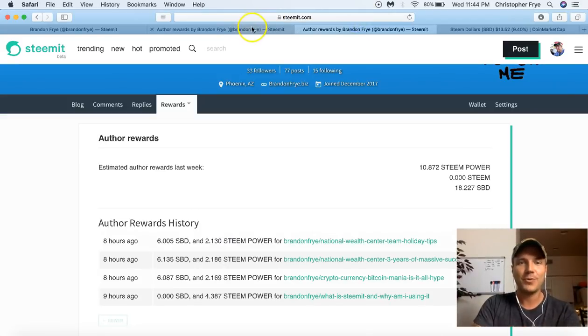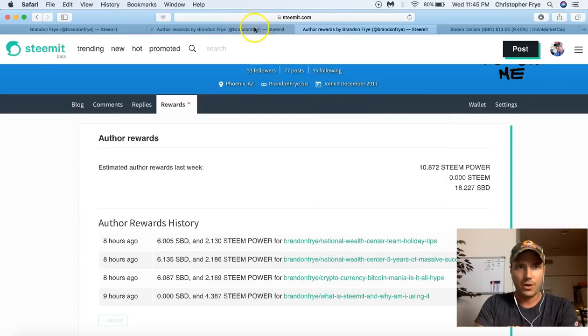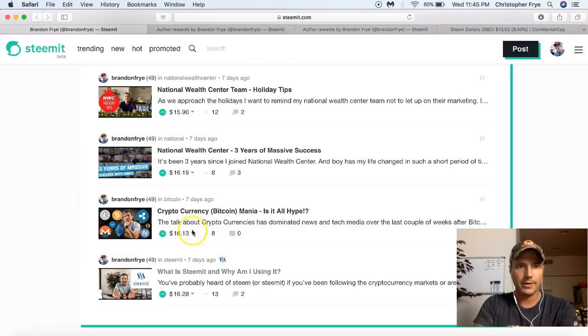$81 on that single post, guys. The other half, and we see the 6.087 here, the other half went to Steam Power, which was 2.169 Steam Power, which is equivalent to Steam, which is at $3.85, so that's over $7 there. Okay? So almost $90 on this one post right here.